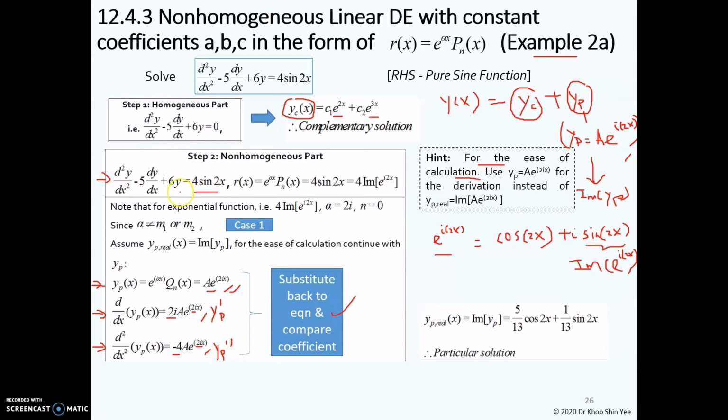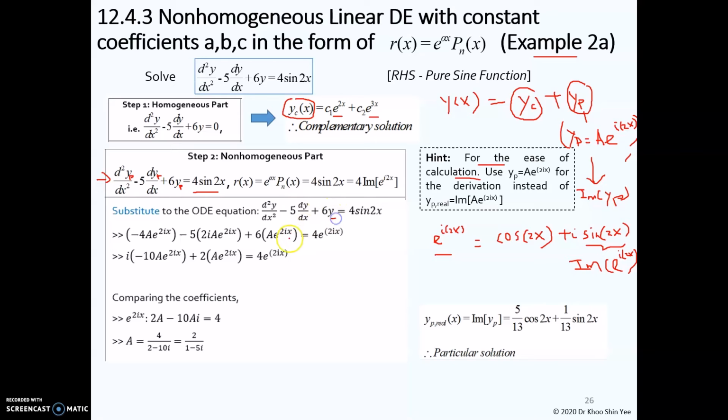Let's continue to substitute the yp prime and yp double prime inside the equation and compare the coefficients on the left-hand side and right-hand side. So you continue to substitute the yp prime and also the yp double prime inside the equation. And we can replace the 4 sine 2x by the 4 exponential 2ix using the Euler formula.